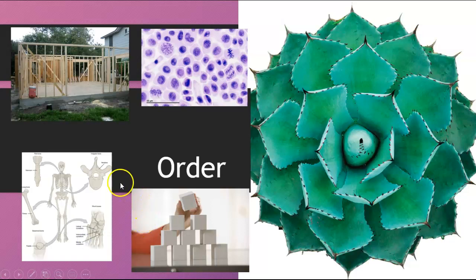And then, of course, when you look at larger organisms like people, like other animals, you see that there's structure at various levels within that organism. So orderly structure is a very important component that living things have. Are non-living things sometimes organized? Sure, but they're not organized in the same way that living things are.